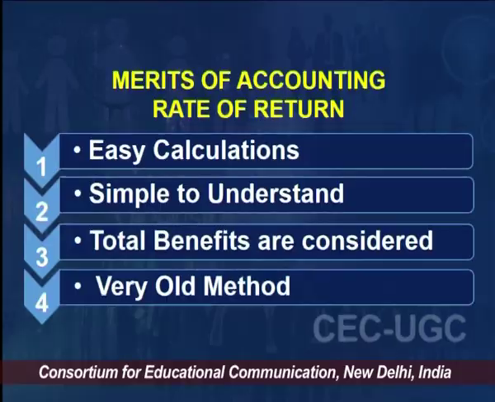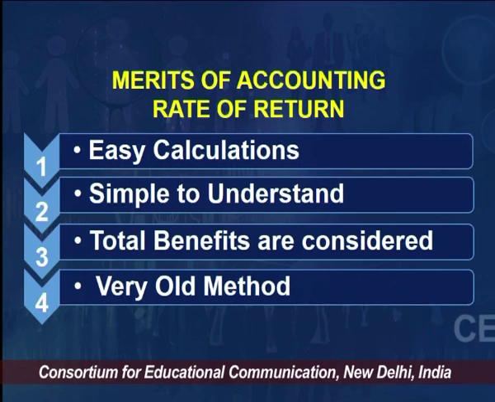So, the merits of this accounting rate of return are: number 1, it is easy in calculation; number 2, simple to understand; number 3, the total benefits are considered; and number 4, this is a very old and acceptable method. So, the first one, easy calculation.